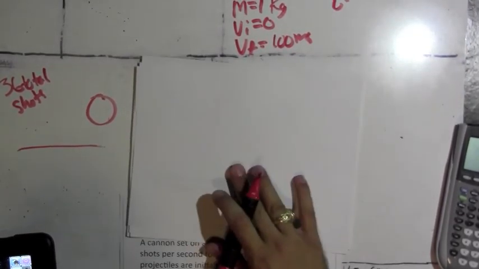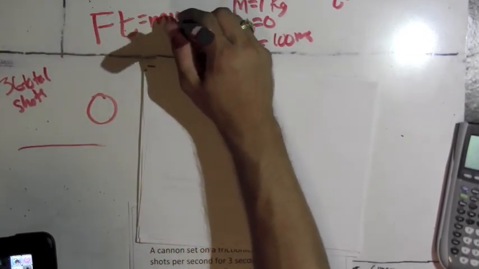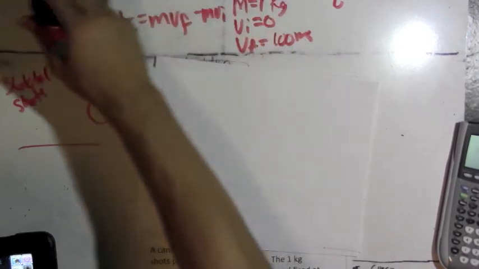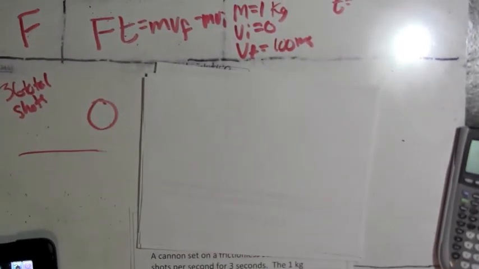So if we look at this, we have our information that we can say Ft equals mvf minus mvi. And what we're trying to solve for is the force. Now we're trying to solve for the force that's exerted on each of the cannon shots. And when we do that, we can then say, hey, equal and opposite forces say if you're doing this for one, you got to do it for the other.